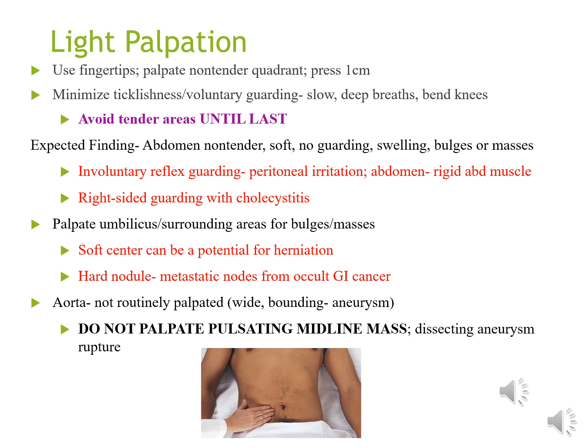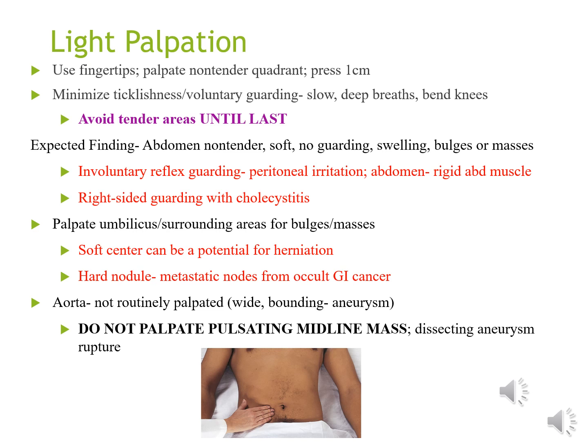So the expected finding is that the abdomen is non-tender, soft, no guarding, swelling, bulges, or masses. If there is involuntary reflex guarding, we see that with peritoneal irritation, and right side guarding, we see that with cholecystitis or gallbladder inflammation. You're going to palpate the umbilicus and the surrounding areas for bulges or masses, because we know that's a place that is common for hernias.